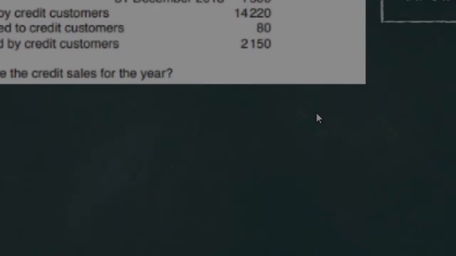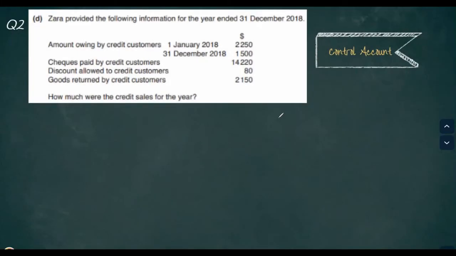Right. Now Zara provided the following information for the year ended: amount owing by credit customers in the beginning and the ending, cheques paid, discount allowed, and goods returned by credit customers, and they wanted to know credit sales. So this is more about credit customers. This is accounts receivable, right? So as long as we can do a control account, we should be able to figure out their credit sales. Now let's see how to do the control account.